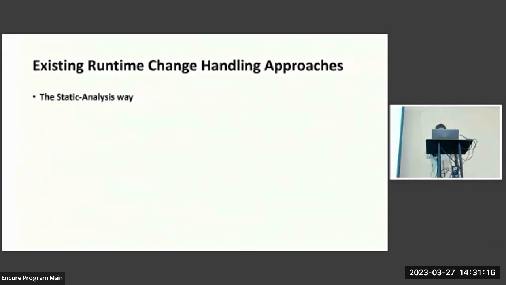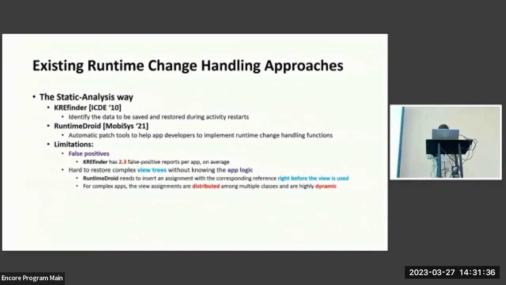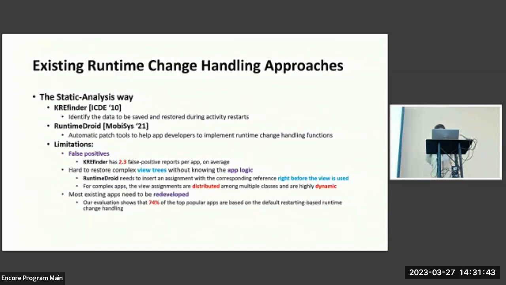The existing runtime change handling approaches focus on static analysis, and they try to identify the data to be saved and restored during the runtime changes. However, they have several limitations. Since they cannot predict the app logic, they have a lot of false positives, and it is hard for them to restore complex view trees.